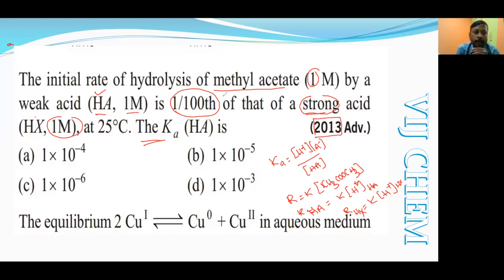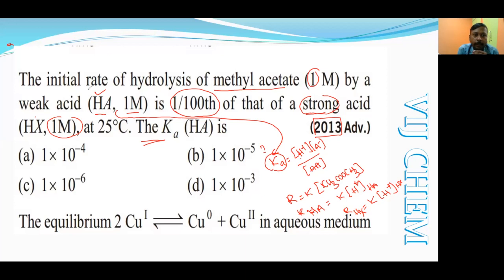Here it is a weak acid, HA, with a dissociation constant. Our intention is to find Ka. So Ka is equal to the concentration of H plus into A minus divided by HA. This is our intention.